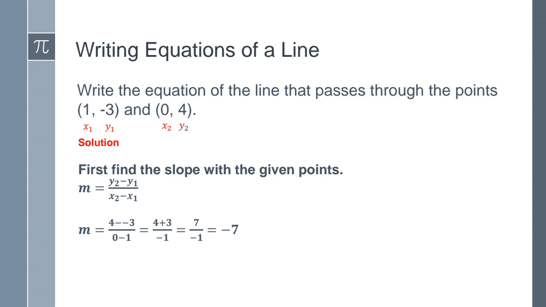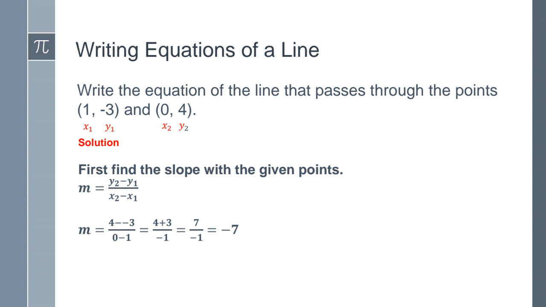So again, this one would be my x1, y1. This one's point 2, so this would be my x2, y2. And then I just plug it into my formula. 4 minus a minus 3 over 0 minus 1. So a negative with a negative is a positive. So 4 plus 3 is 7. 0 minus 1 is a minus 1. So we have a minus 1. So 7 divided by a -1 gives me a -7. So that is my slope.